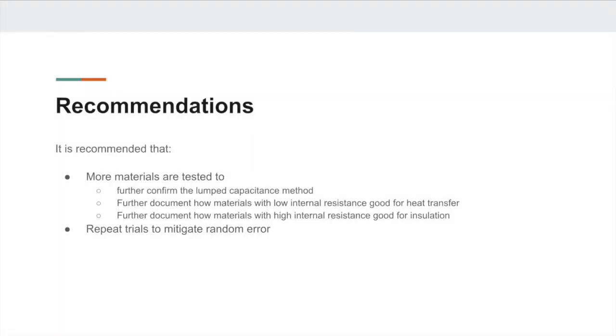For recommendations, it is recommended that more materials are tested to further confirm the lumped capacitance method, further document how materials with low internal resistance are good for heat transfer, and to further document how materials with high internal resistance are good for insulation. It is also recommended that repeat trials are conducted in order to mitigate random error.